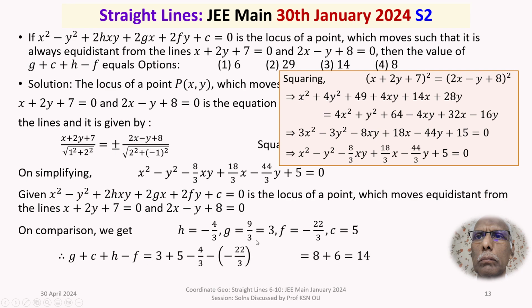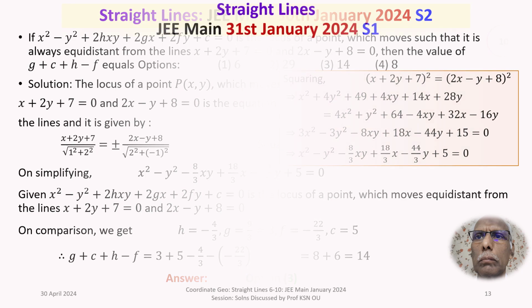Now, required to find the value of g plus c plus h minus f. So, substitute the values of g, c, h and f and simplify. You will get the answer 14. Therefore, the answer to this question is 14. That appears against option 3. Therefore, the answer to this question is option 3. And it is again a very simple and sweet question. I am sure that you have understood the solution of this problem. And let's now move to the next question.